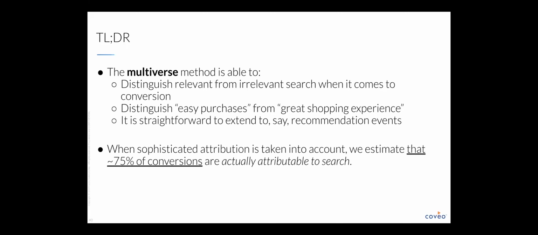Every time you can train an accurate model for user behavior, you can reuse this intuition that causality is basically what happens in alternative timelines. The general gist for us, people like me who build search engine and information retrieval models, is that when you take into account a more sophisticated version of attribution, compared to Google Analytics, we estimate that 75% of conversions are actually attributable to search, which means that one search event out of 4 in your purchase history is actually not that important.